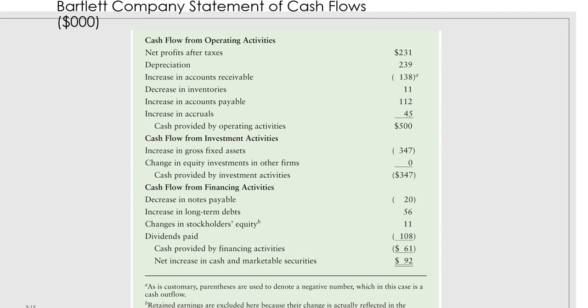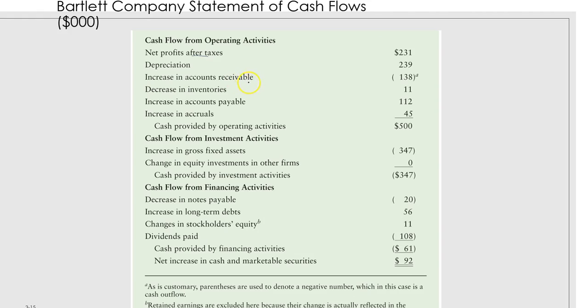Here's an example of a statement of cash flows. It's a pretty simplistic look at our statement of cash flows. And we can see here that some of these are positive and some are negative. And the negatives come into play when it's a use of cash. Otherwise, the number would be a positive. So, for example, net profit after tax causes our cash balance to increase. So it would be positive.